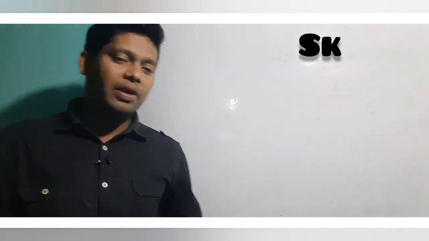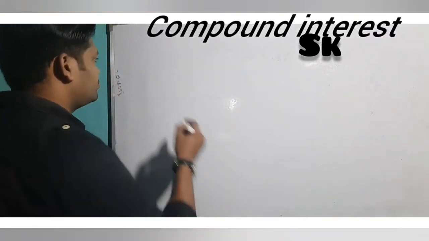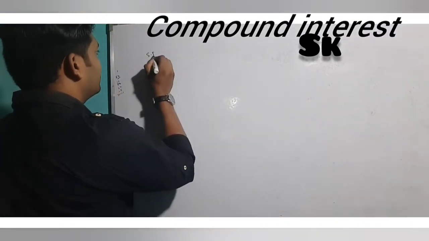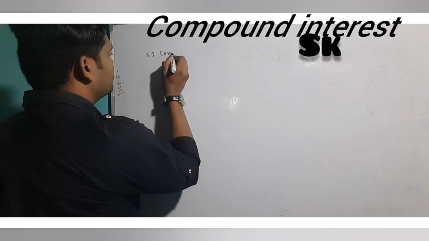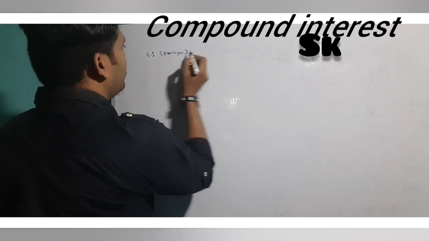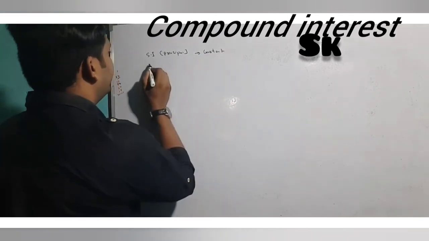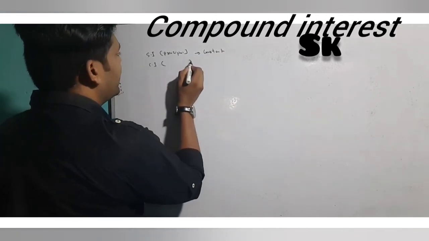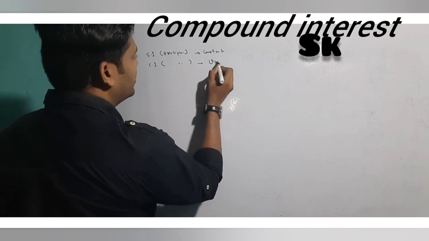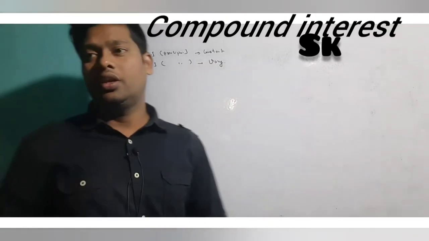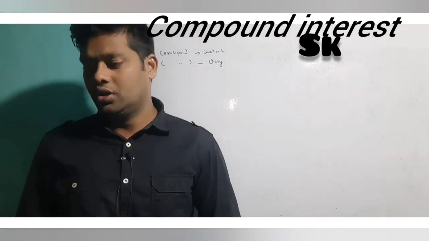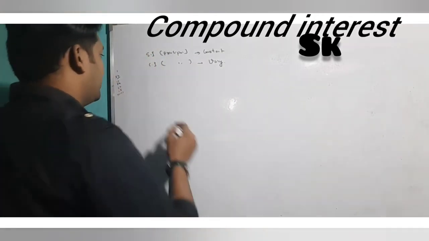So what I told you: in simple interest, the principal will be constant. But in compound interest, the principal will vary, meaning it will change. In each and every step it is going to change. So how? Let us take an example.